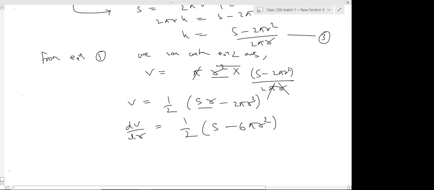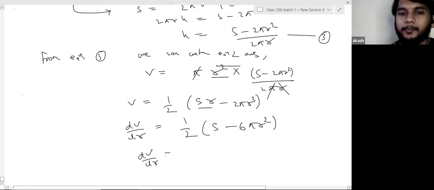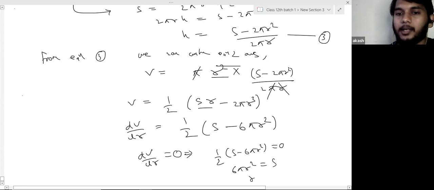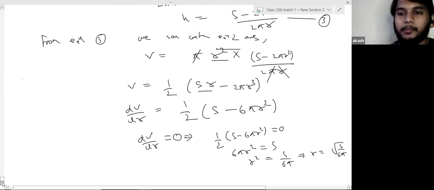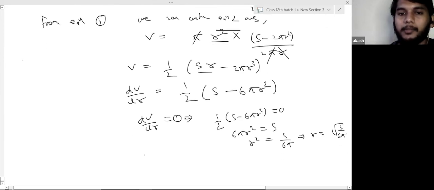Yes, sir. Now dV by dr equals 0. This implies half (S minus 6 pi r square) equals 0. So 6 pi r square equals S, r square equals S upon 6 pi and r equals under root S upon 6 pi. Now we have to find if this is maximum or minimum. So from dV by dr, we have to find d square V upon dr square, which will be equal to half, differentiation of S will be 0, minus 12 pi r.